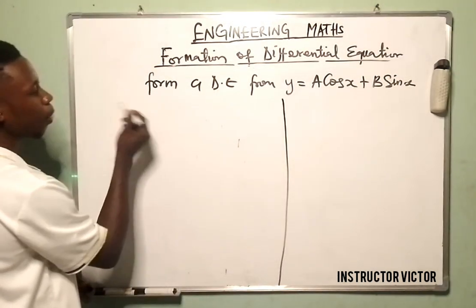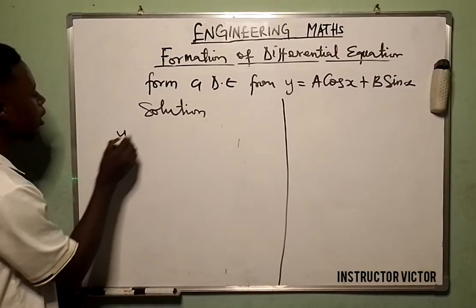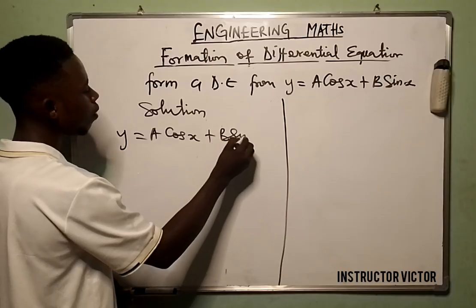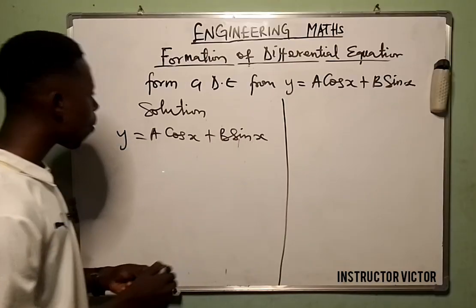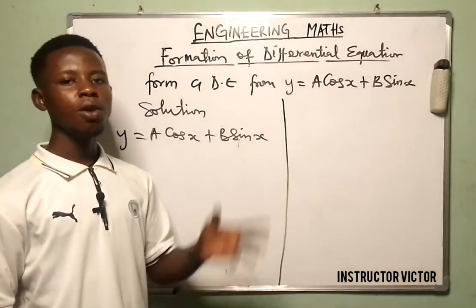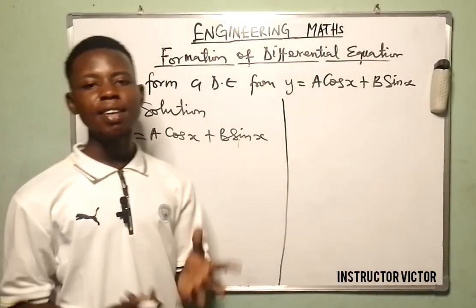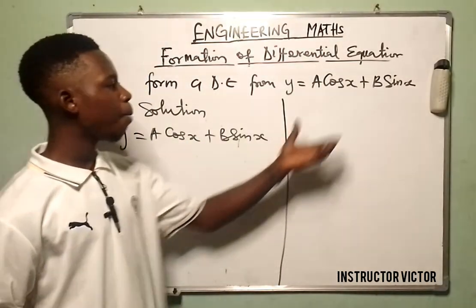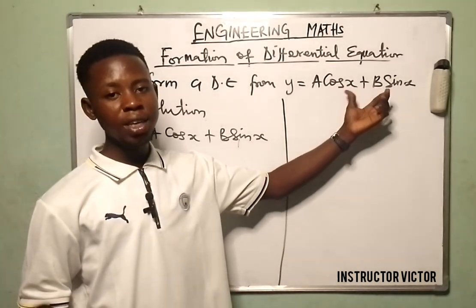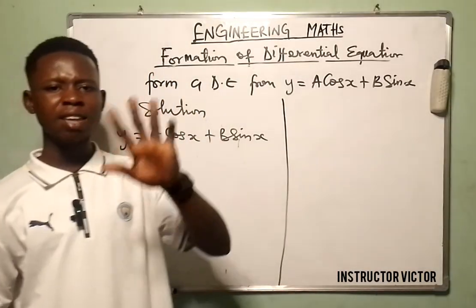We are given y equals a cos x plus b sine x, and we want to form a differential equation. Don't forget one of our steps: we differentiate the given function as many times as there are arbitrary constants. How many constants do we have here? We have two constants, a and b. So in this particular function, I'm going to be differentiating it twice.